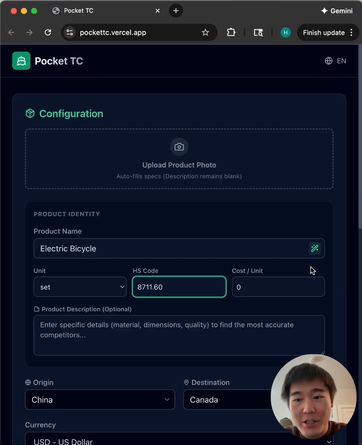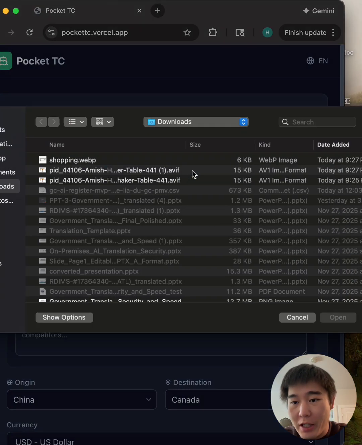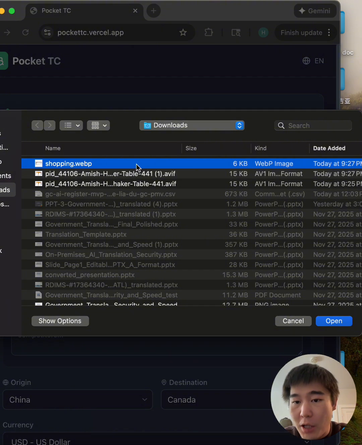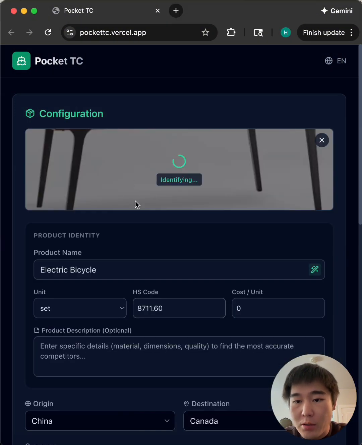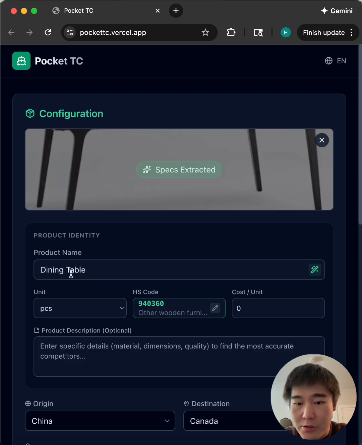So we're on the front page here. On the very top is a box where you can upload a picture of your product. Say I've got a wooden table here. Once it's finished, it should identify the product name and the unit here. As you can see, it's a dining table and the unit is in pieces, and it also identified the HS code for it. All we need to do is put in a cost here. So say the table cost me about $40.